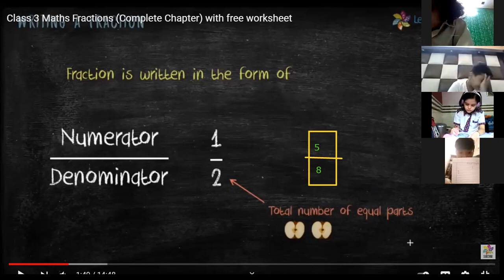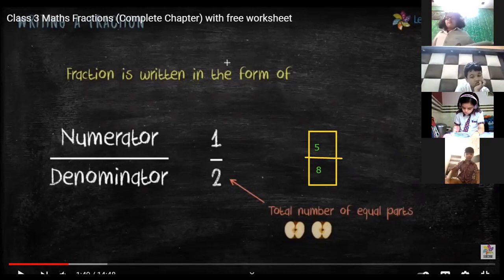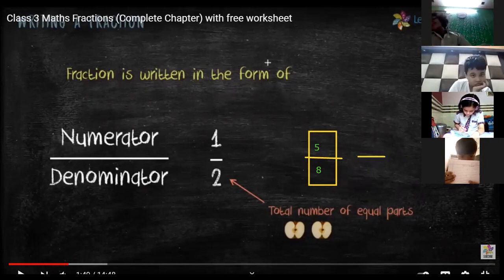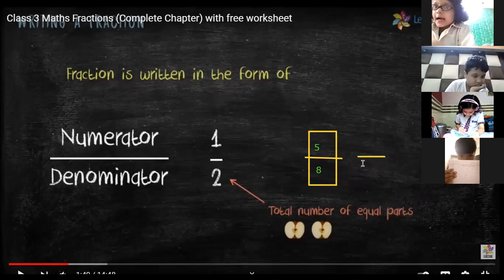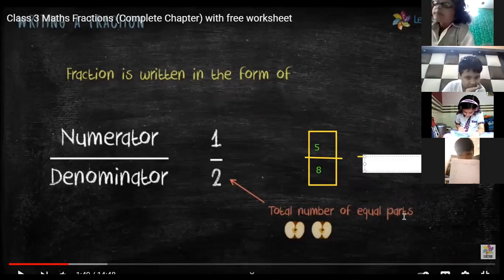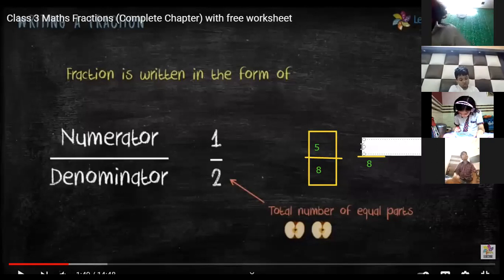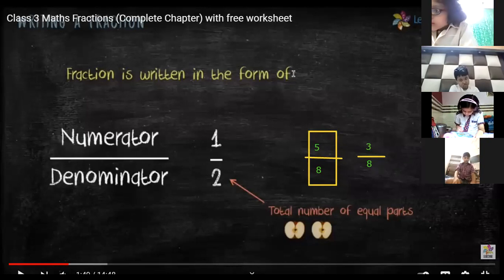Very good. So Krishank, are you ready to tell me your fraction? Can you tell me the total number of parts first of all? Ma'am has made a fractional bar over here. Now you are going to tell me the total number of parts of the pizza. Speak loudly. 8. Very good. 8 parts we are having of our pizza. And how many parts are you getting right now? 3 parts.